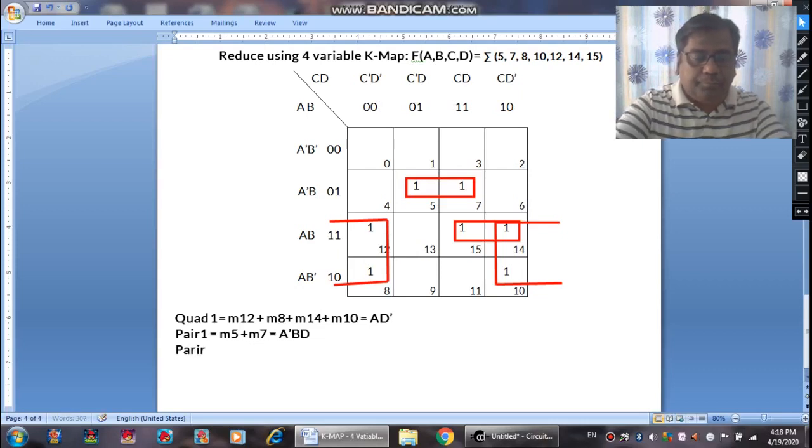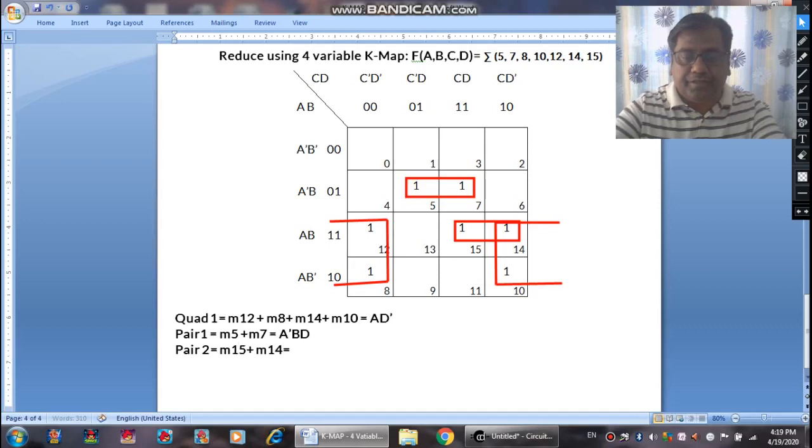Similarly we are talking about the pair 2, and in the pair 2 we are taking M15 and M14. From the left AB is same for both the cells, and from the top C is same and D is changing. Therefore the answer for this will be ABC.